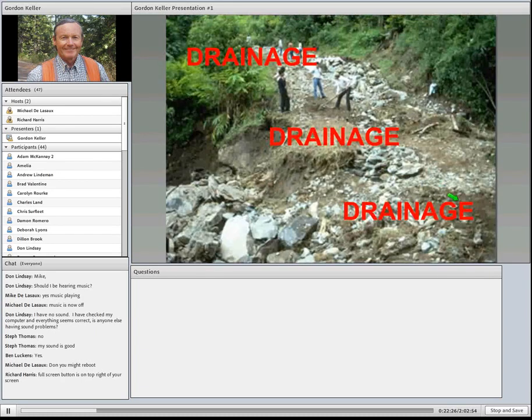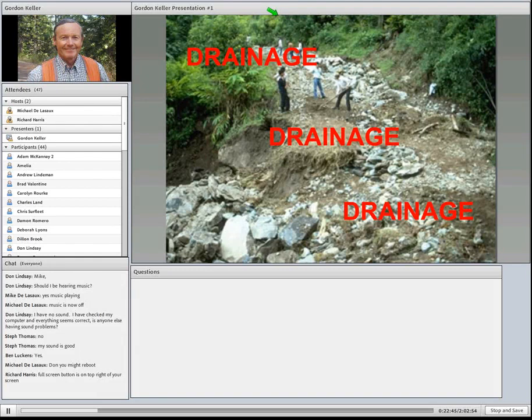And I put these next couple in just because drainage is so important. We've heard about it now for a number of different sessions. There hasn't been one of these webinars that hasn't discussed drainage, and that's why the old joke that the three most important aspects of engineering design are drainage, drainage, and drainage.